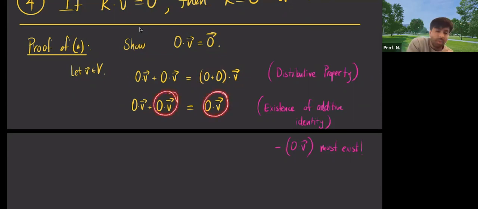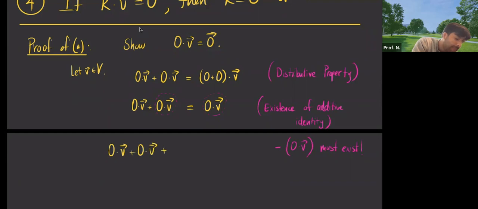Now, these things that I don't know yet, that I'm trying to show what they equal, these two things here, these are all the same. This must have an additive inverse. This must exist because it's a vector in a vector space. So if that's the case, then what can I do? Can't I say that 0 times v plus 0 times v plus negative 0 times v equals 0 times v minus 0 times v?